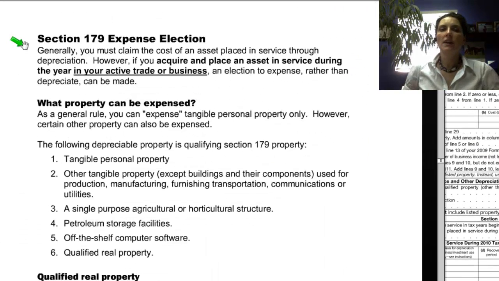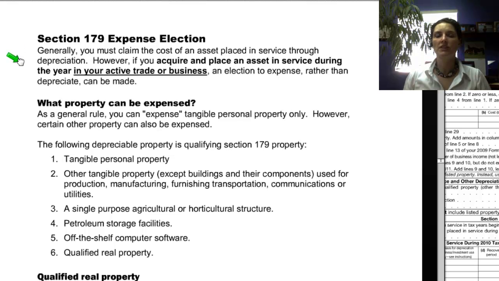Let's move on now to another topic of depreciation, and that is the Section 179 expense election. Generally, you must claim the cost of an asset placed in service through depreciation. However, if you acquire and place an asset in service during the year in your active trade or business, an election to expense rather than depreciate can be made.